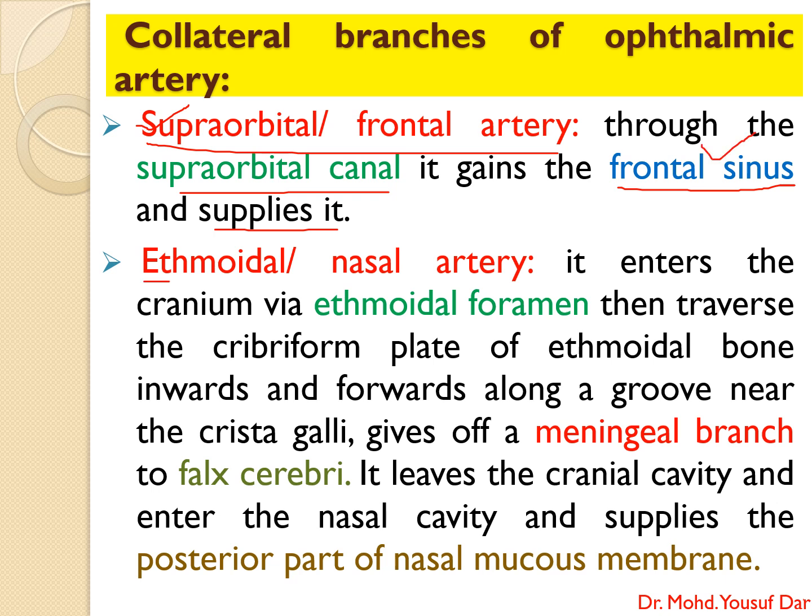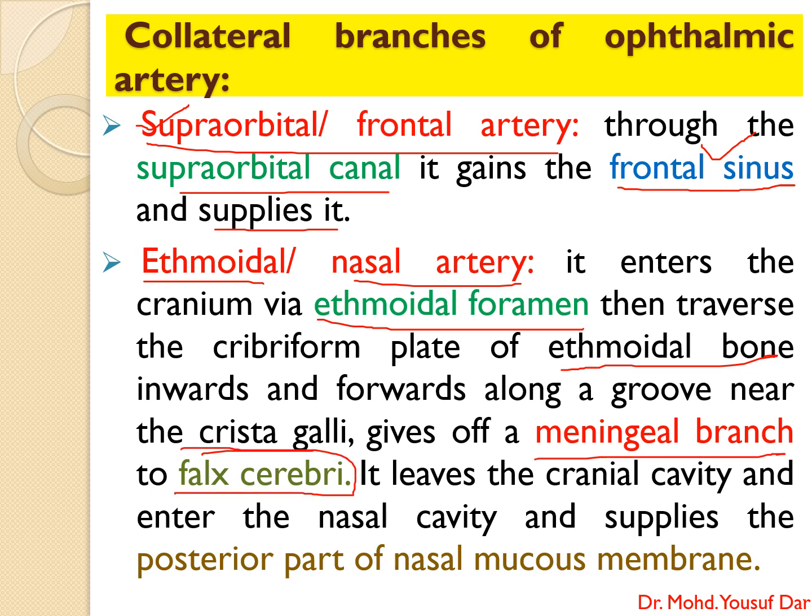Whereas the ethmoidal artery or nasal artery enters into the cranial cavity through the ethmoidal foramen and then traverses the cribriform plate of the ethmoidal bone inwards and forwards along a groove near the crista galli. Here it gives off a meningeal branch which goes to the falx cerebri. What is the falx cerebri? It is a fold of dura mater, a sickle-shaped fold of dura mater. So this meningeal branch goes to the falx cerebri.